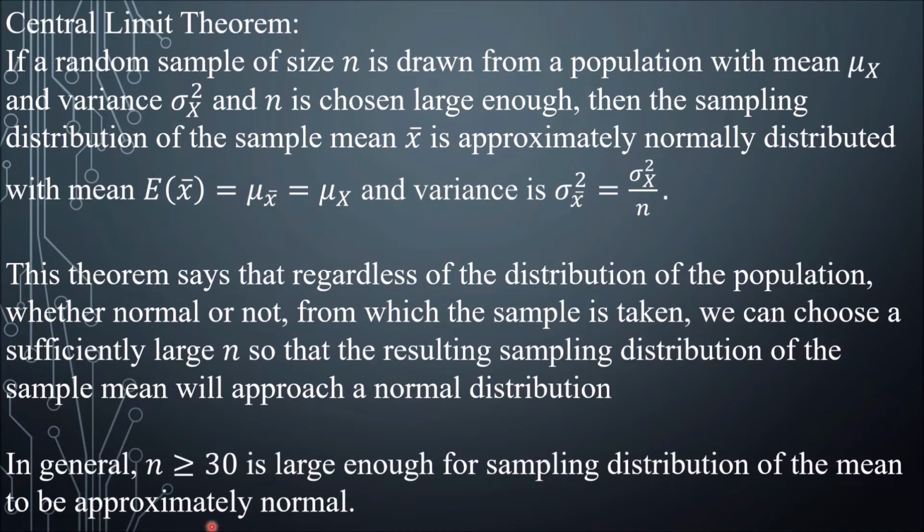In general, n greater than or equal to 30 is large enough for the sampling distribution of the mean to be approximately normal.